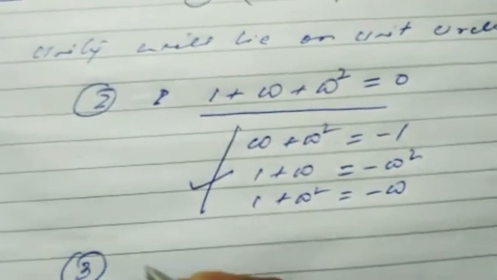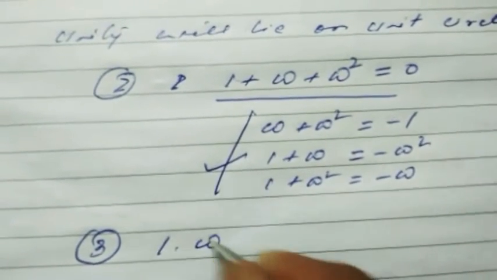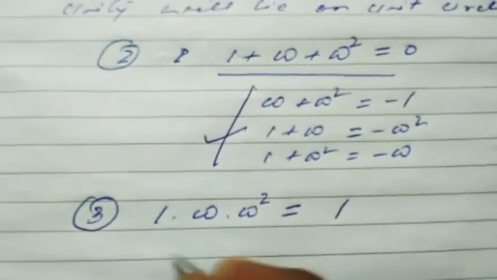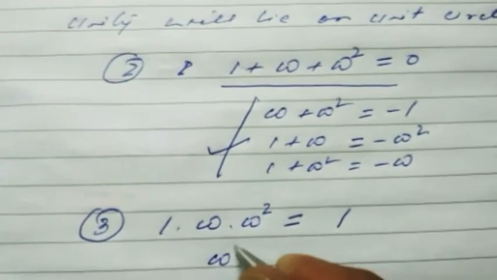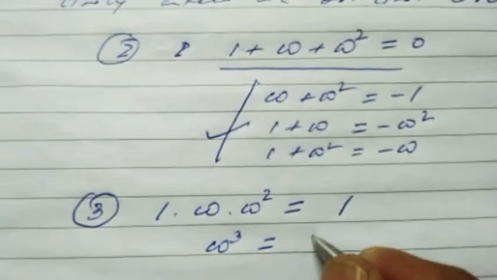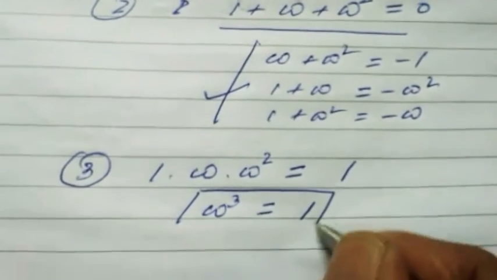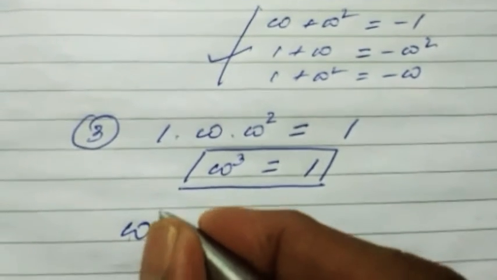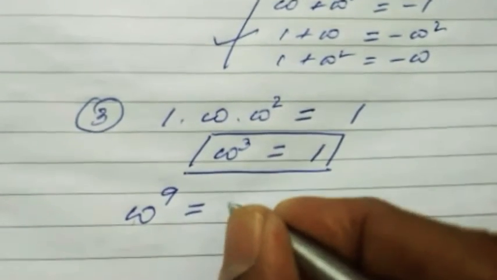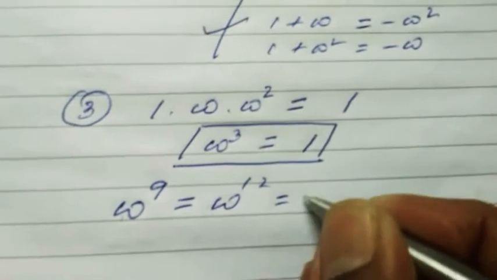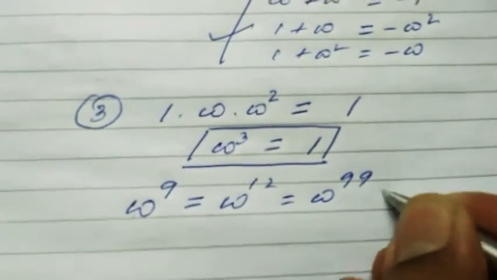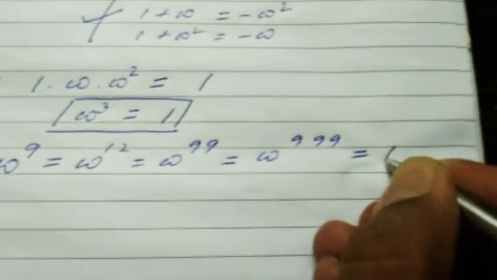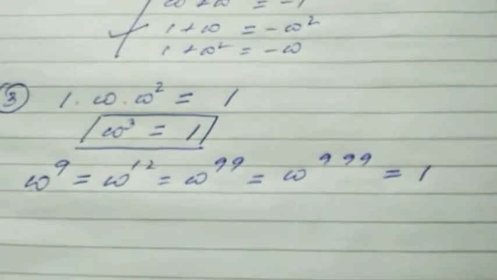Third, when we multiply these three, 1, omega and omega square, it will be 1. We can put it and see that. So we got the result omega cubed is equal to 1. If omega cubed is equal to 1, that means every power that is a multiple of 3, like omega to the power 9, omega to the power 12, omega to the power 99, and omega to the power 999, will all be equal to 1.